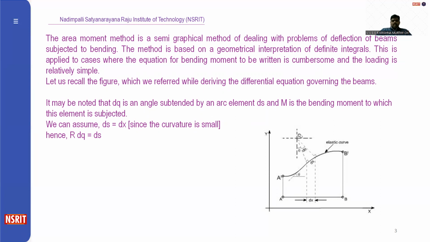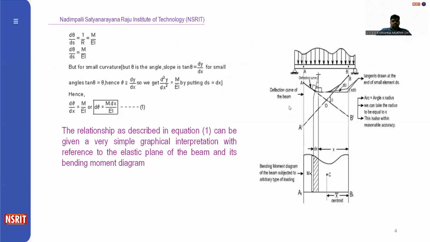So now let us take a beam carrying A to B position with an angle of theta. The radius of curvature is assumed to be small and the bending moment is M. If you consider the beam, the deflection of the beam will be downwards, and the tangents are drawn with respect to angle theta. Arc is an angle times radius.